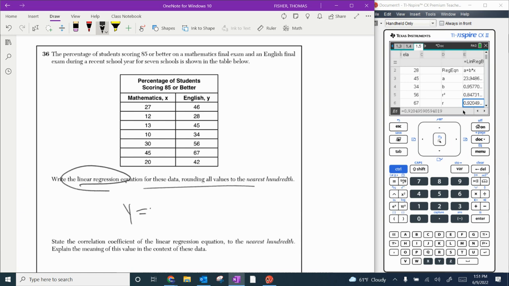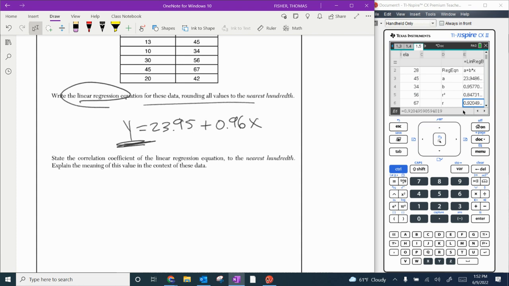So I'm going to do y equals a plus bx. It wants the nearest hundredth. So 22.948 would be 22.95. I'm sorry, it's 23. Where did I get 22 from? Sorry about that. Let's try again. 23.95 plus the slope, which is a positive 0.957, so 96x. Equations always have equal signs. Don't forget the y equals part. You lose a whole point for that.